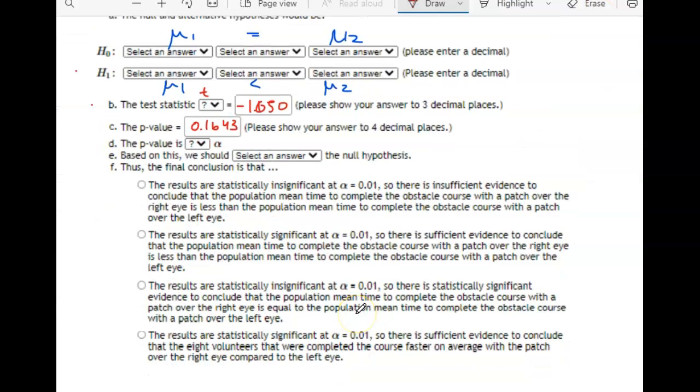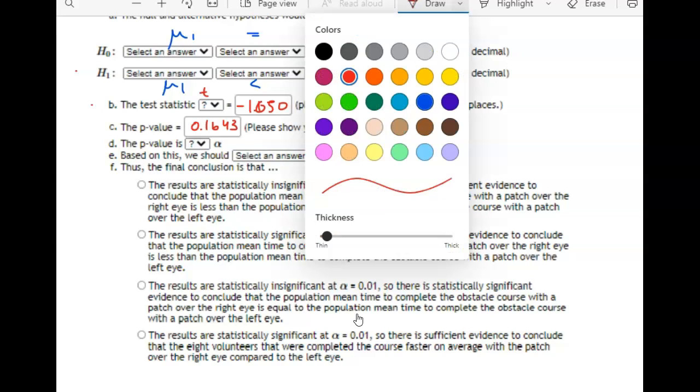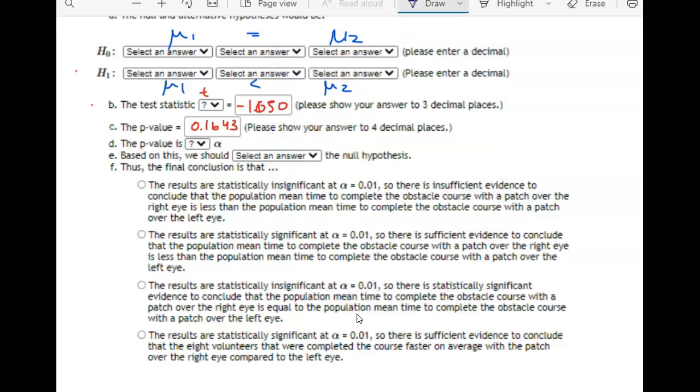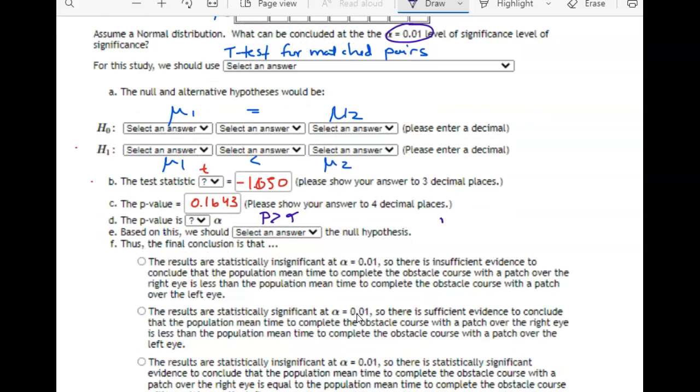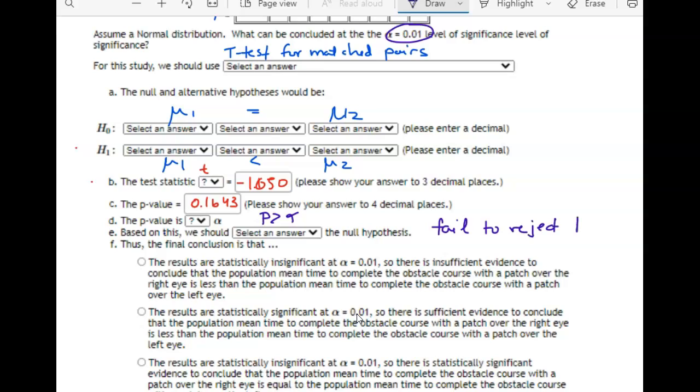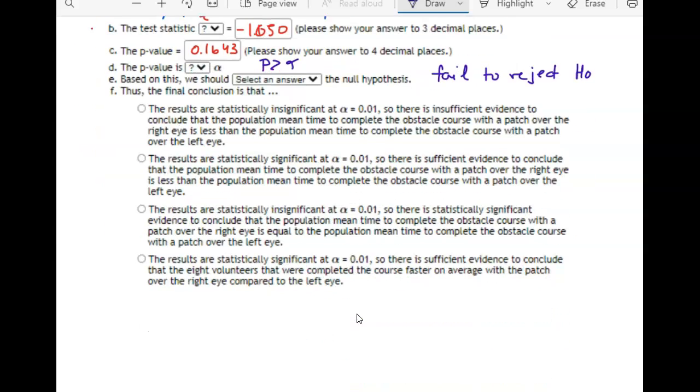So now we're going to draw some conclusions here, or make some decisions. The p-value is bigger than the alpha value, right? The alpha value is 0.01. That means we fail to reject the null. Failing to reject the null means that there's insufficient evidence. It's statistically insignificant. That's what you're looking for. So the results are statistically insignificant at that significance level.